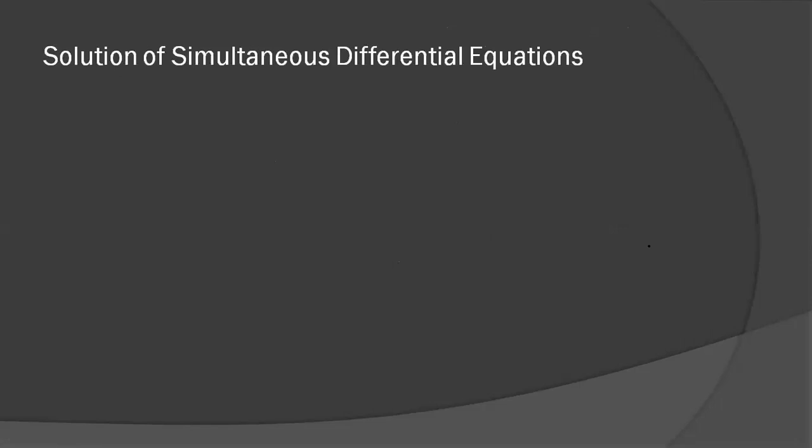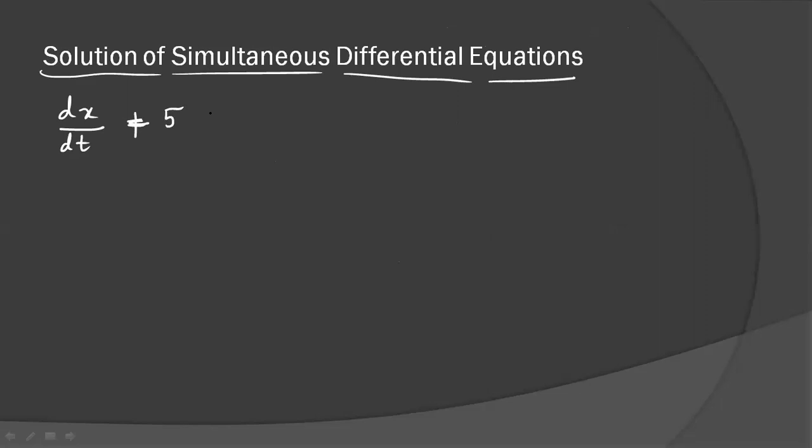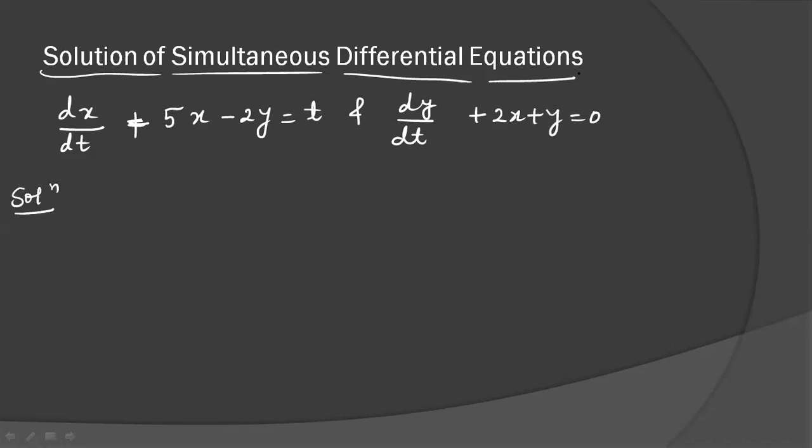Now let's see the solution of simultaneous differential equations using Laplace transformation. So I'm going to solve one problem here. Let's say the differential equations are dx by dt plus 5x minus 2y equal to t, and the second differential equation is dy by dt plus 2x plus y equal to 0. Solution. The given conditions are x(0) equal to 0 and y(0) equal to 0.